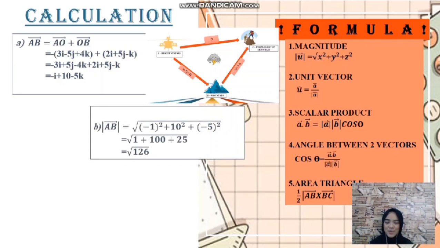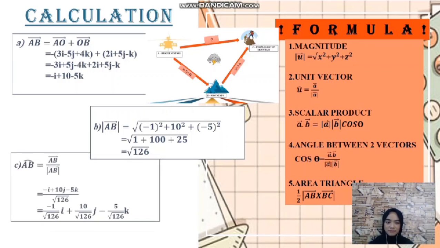Okay. The next question, we need to find the magnitude of AB. So we use the formula of the magnitude. Square root of negative 1 power of 2 plus 10 power of 2 plus negative 5 power of 2, equal to square root of 1 plus 100 plus 25. The last answer is square root 126.